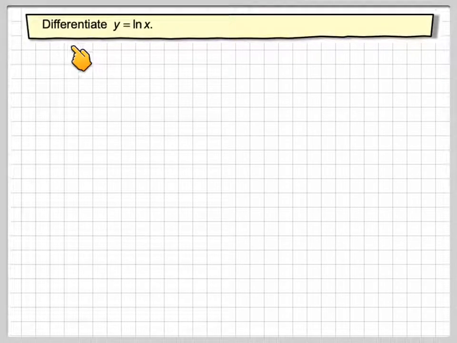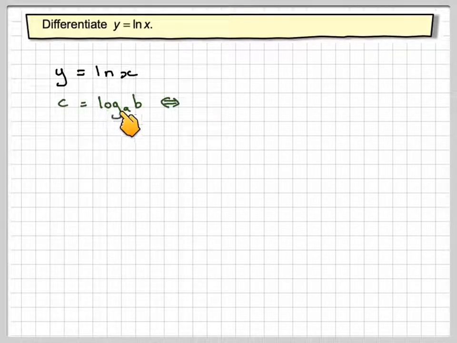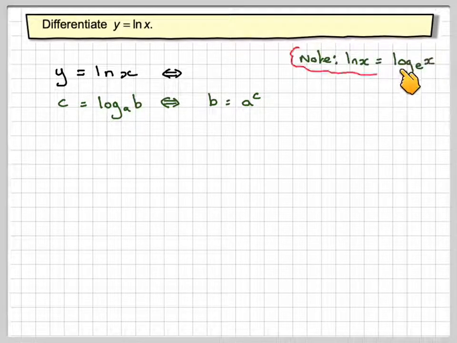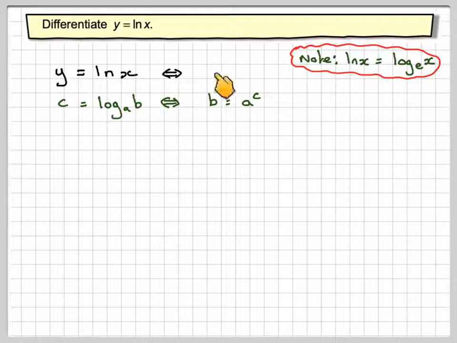If we want to differentiate y is equal to ln of x, then if c is equal to log a of b, that means that b will be equal to a to the c. So we need to remember that ln of x means log to the base e of x. So this now will become x, and the base of ln is e to the power of y.